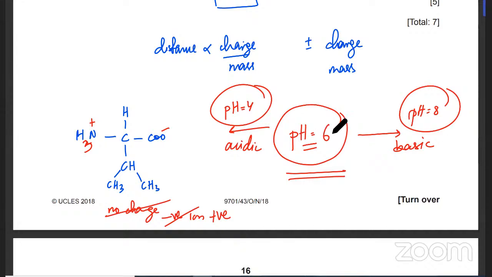If you make the solution more basic than the isoelectric point, then the acid part of the amino acid will react, not the basic part. And if you make the solution acidic compared to the isoelectric point, then the acid part will not react, the basic part will react. So depending on what happens, it will either have no charge, a negative charge, or a positive charge. Is this point clear?